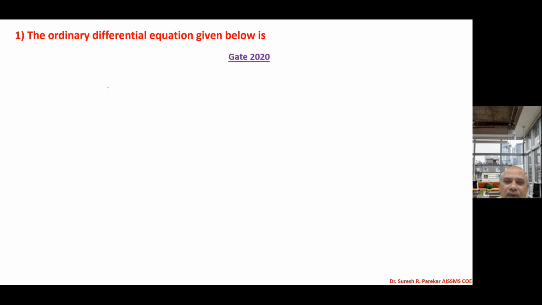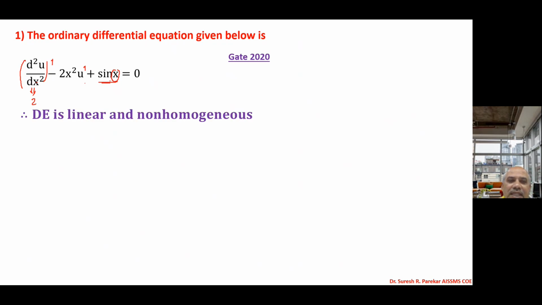Then next we have this question from GATE 2020. d2u by dx square minus 2x square u plus sin x equal to 0. Now first if we see the order of this, we have 2 and degree of this we have 1. Now sin x is there, but x is the independent variable. Here also u has power 1. So we have this as linear. Now is it homogeneous? No, because this term does not contain u. So we have this as a linear but non-homogeneous equation.